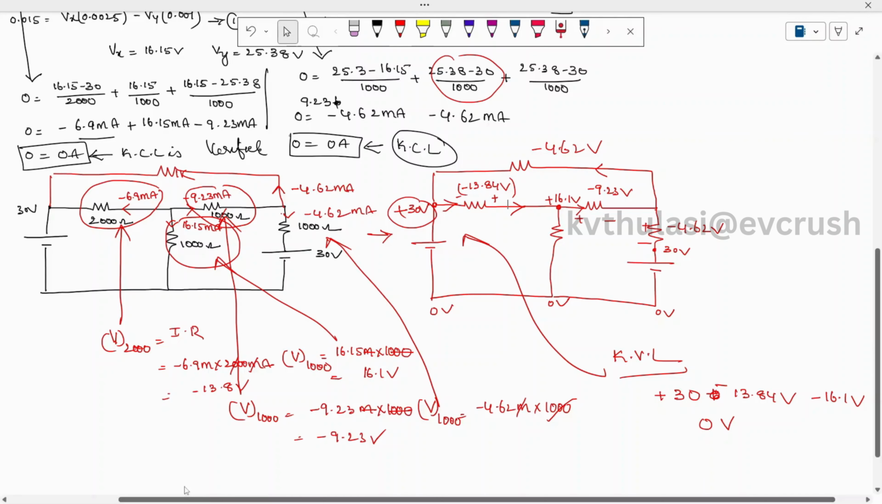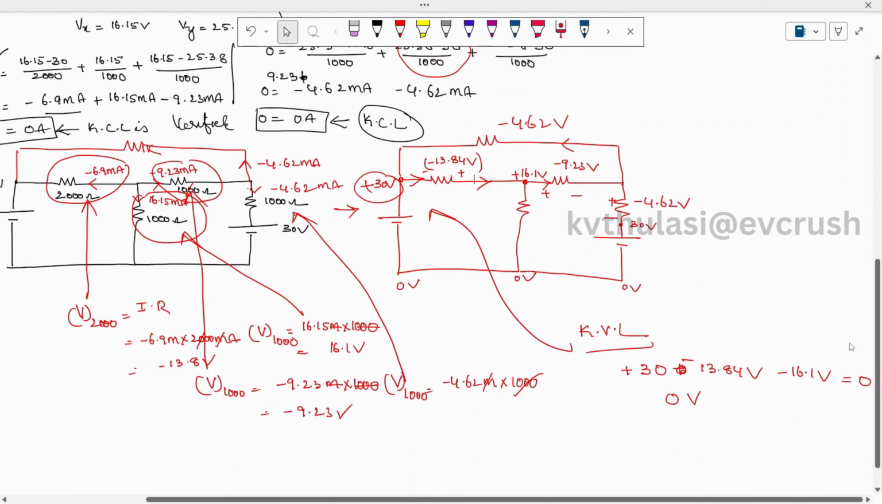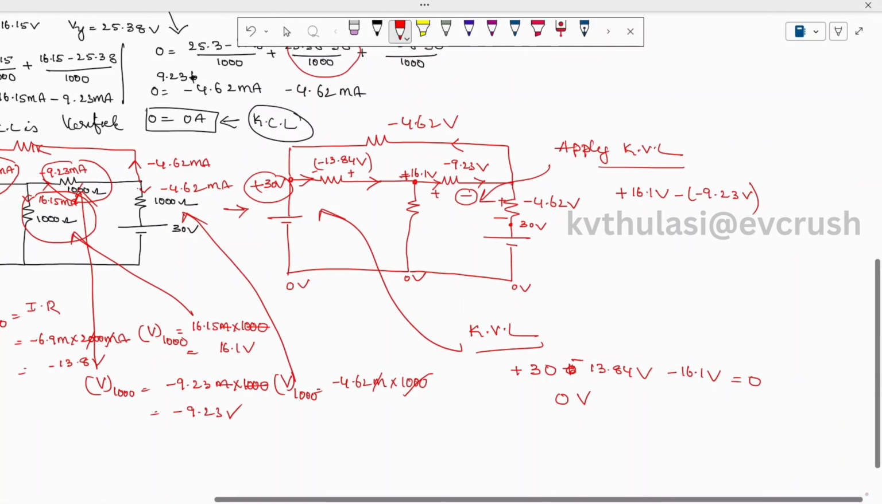Now let's try to apply the KVL for the second loop. When you apply the KVL in this loop, apply Kirchhoff's voltage law. So when you go here, what is the voltage at this point? It is 16.1 volts, and current is leaving. What is the leaving polarity of this voltage? Minus of minus 9.23 volts.